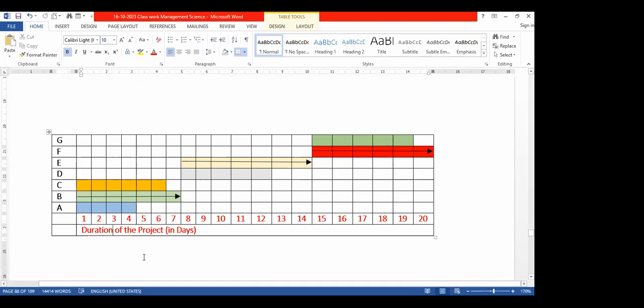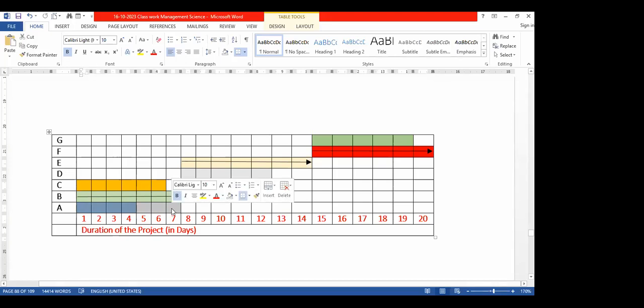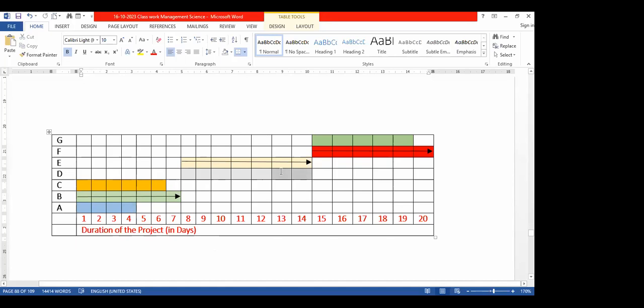Activity A, how many days can we delay it? Hello students, how many days can we delay activity A? 3 days, sir. Okay, 3 days we can delay. Similarly, C we can delay 1 day, right? All these things I have already explained. I'm explaining this for the third time, I think. D can delay by 2 days. G can delay by 1 day.